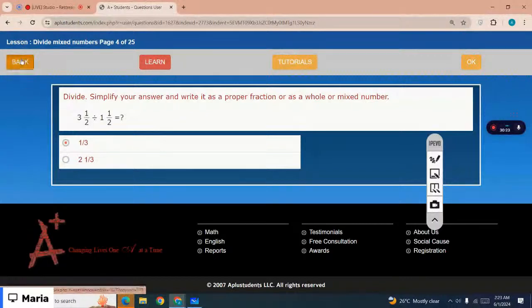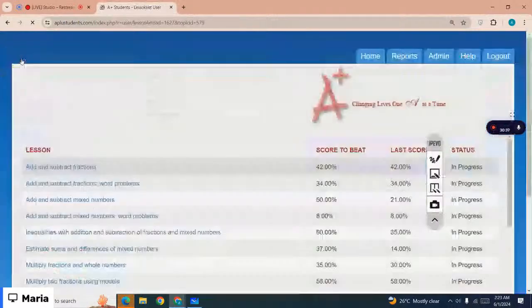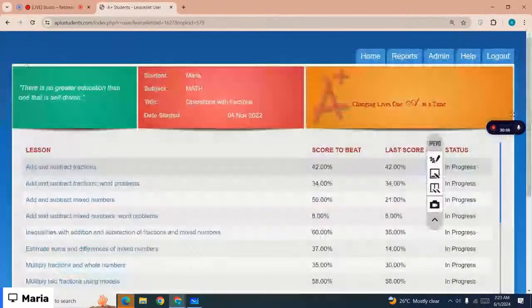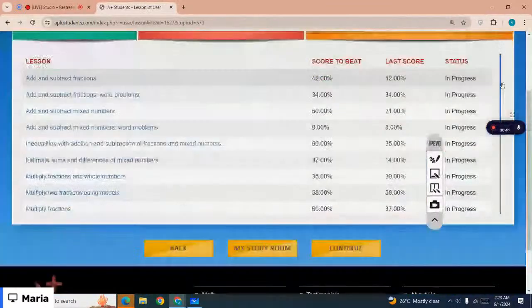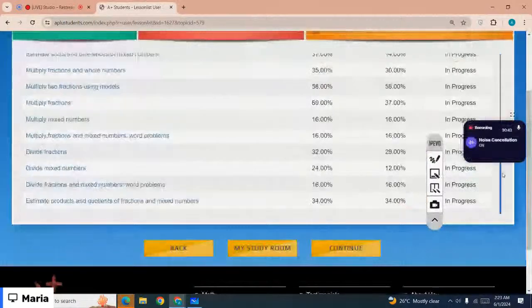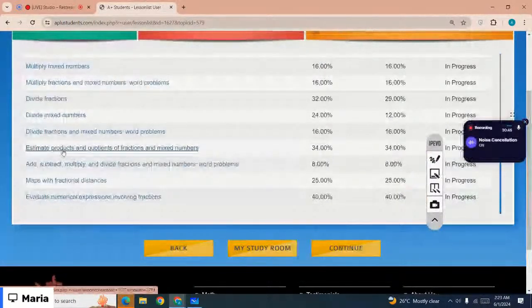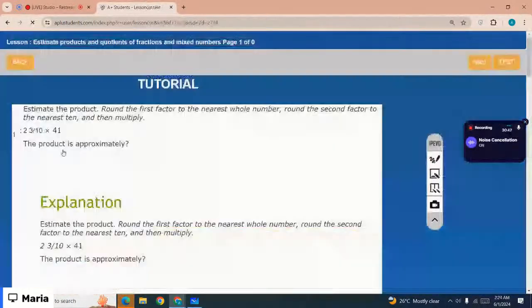Okay, you can complete the lesson by yourself later today. Let me just move on to the next lesson. So the next lesson is types of fractions and mixed numbers.